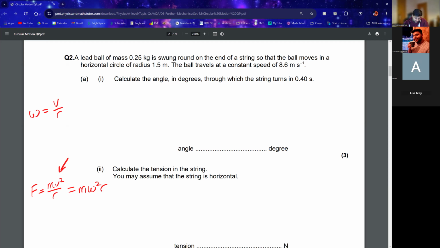Out of the two options, I would also stick to this one because those are the numbers they've given us. Not the radius, not the time. Just in case I made a mistake calculating omega in the last one, I don't want that to carry on to the next one. So yeah, very good. 12.3.